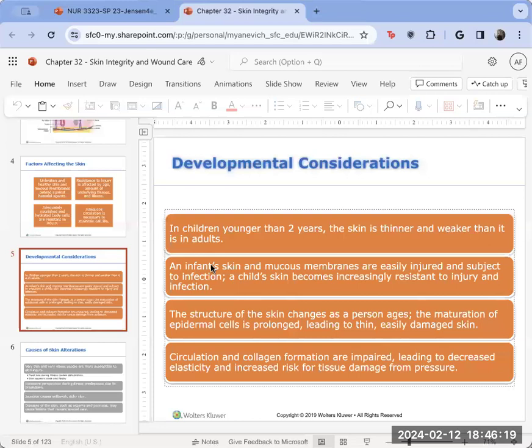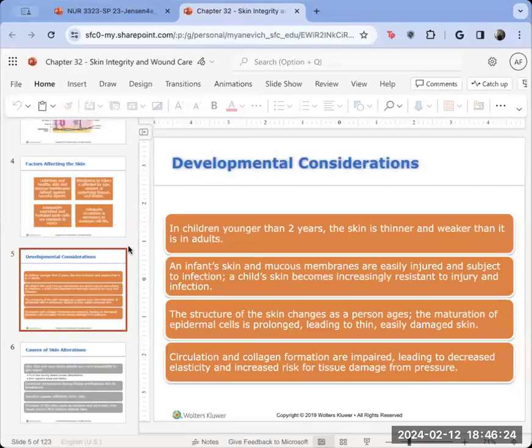Definitely know that as you age, right, there's more problems in terms of skin integrity and circulation as you get older. Whereas even when you're younger, like younger than 2, the skin is thinner and weaker. So that also becomes a problem.